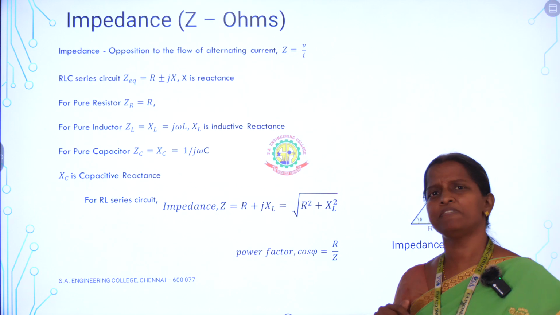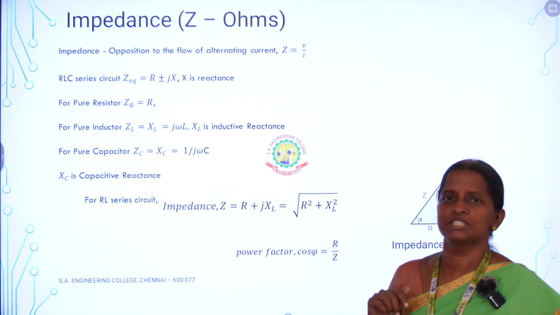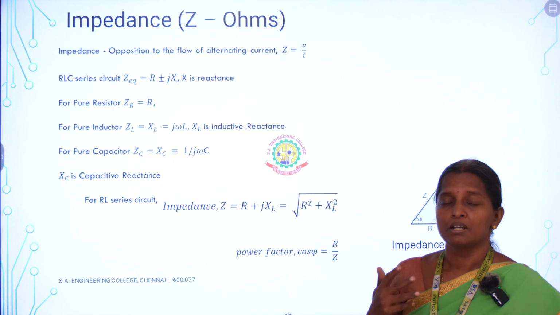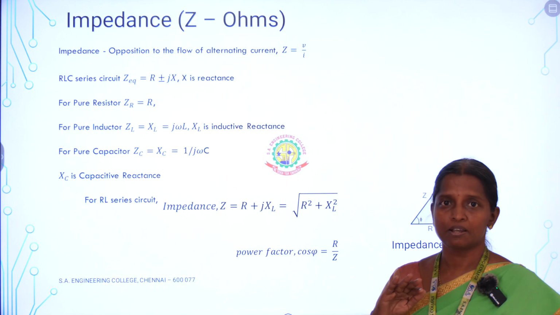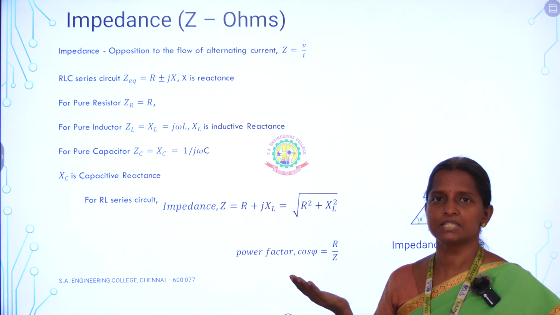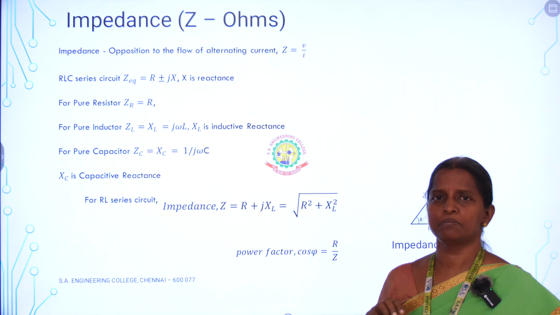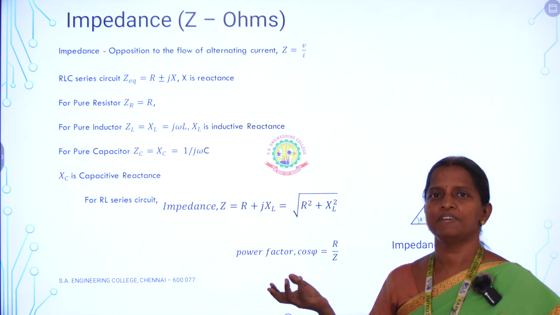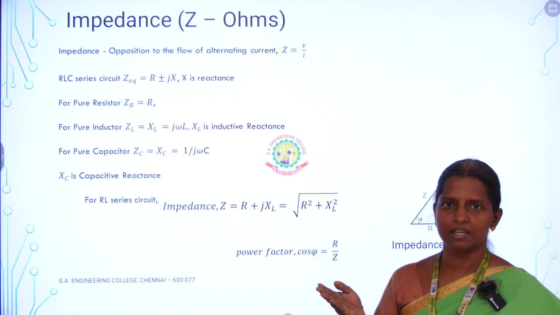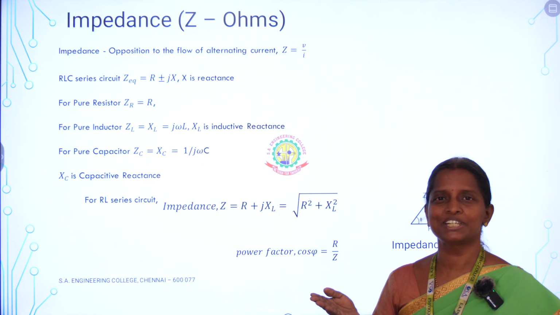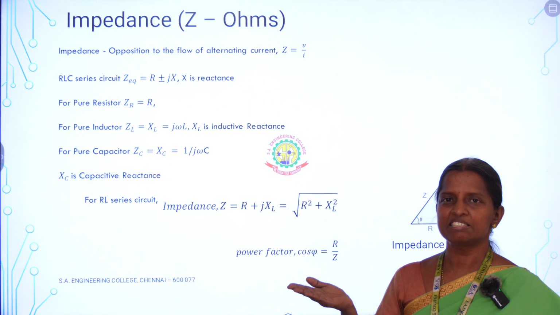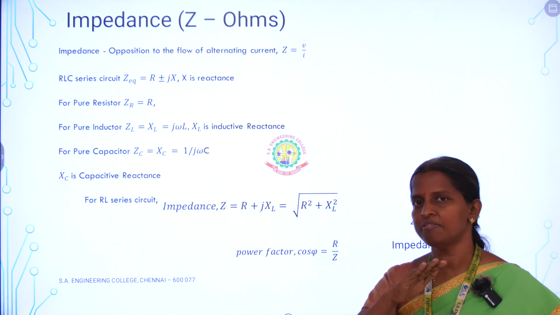Why are we putting j for the reactance? Because in case of an inductor or a capacitor, j plays a vital role. Why is the j operator introduced? Whenever there is a phase shift, if you multiply a vector by the j operator, the resultant vector will be rotated by an angle of 90 degrees.